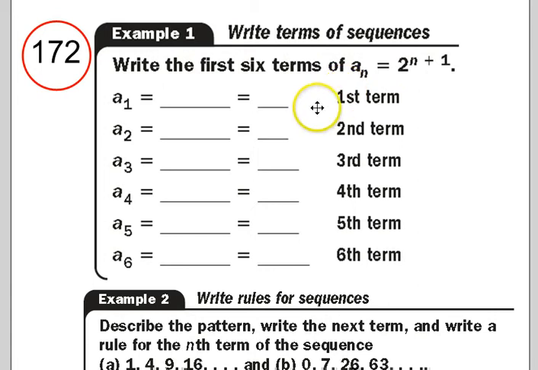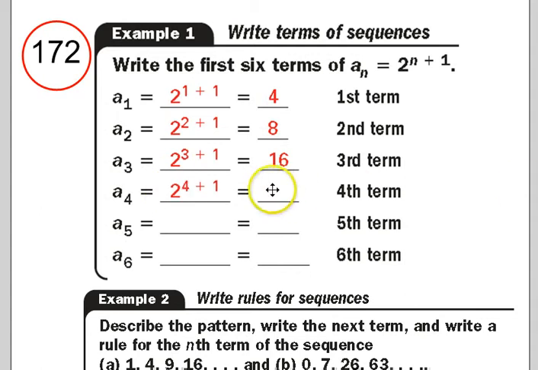It's a sequence and not a series because we're not summing up the term values. So a sub 1 is 2 to the 1 plus 1, which is 4. A sub 2 is 2 to the 2 plus 1, which is 2 to the 3rd, which is 8. And a sub 3 is 2 to the 3 plus 1, which is 2 to the 4, which is 16, and so on. And that's how you can figure out these terms.